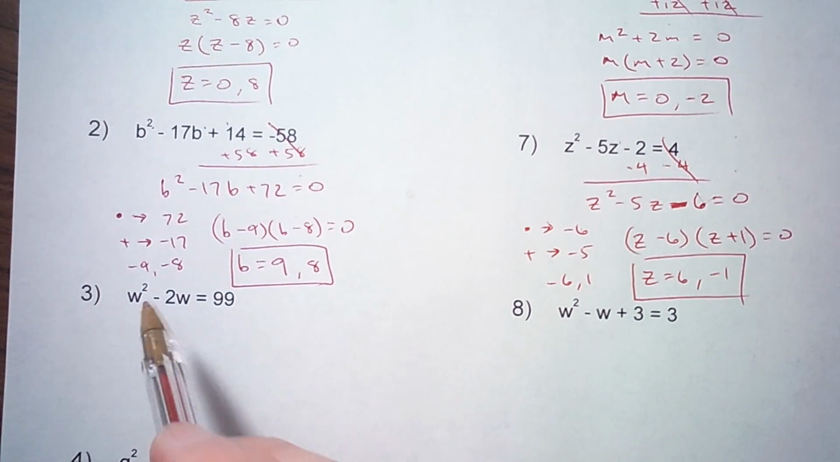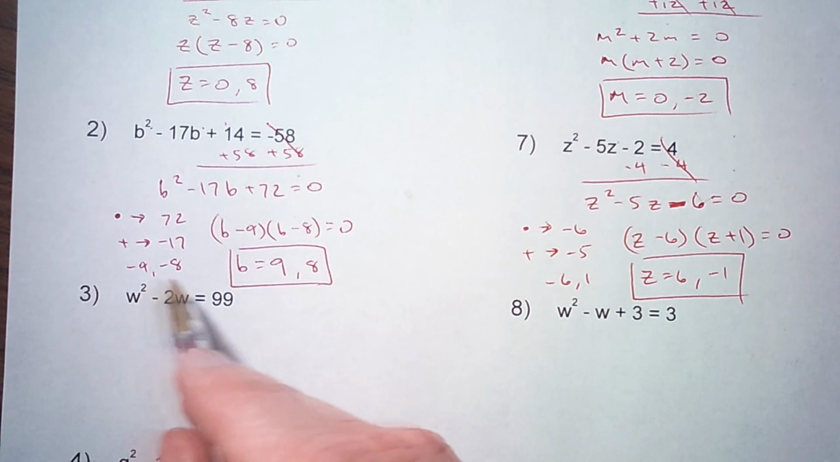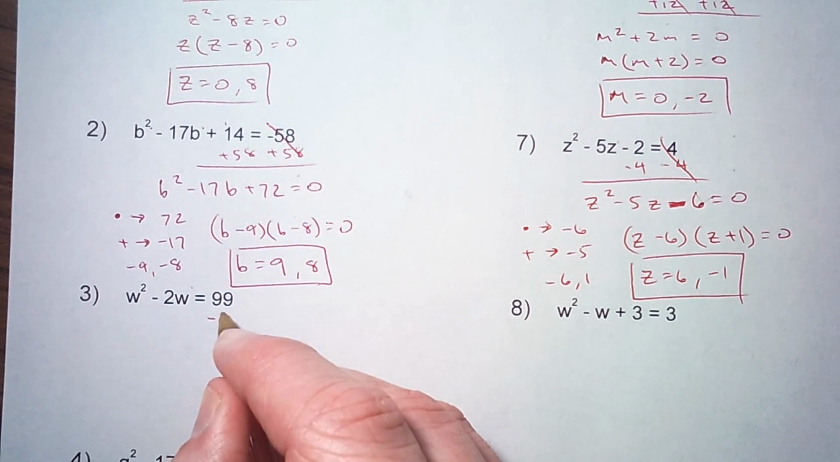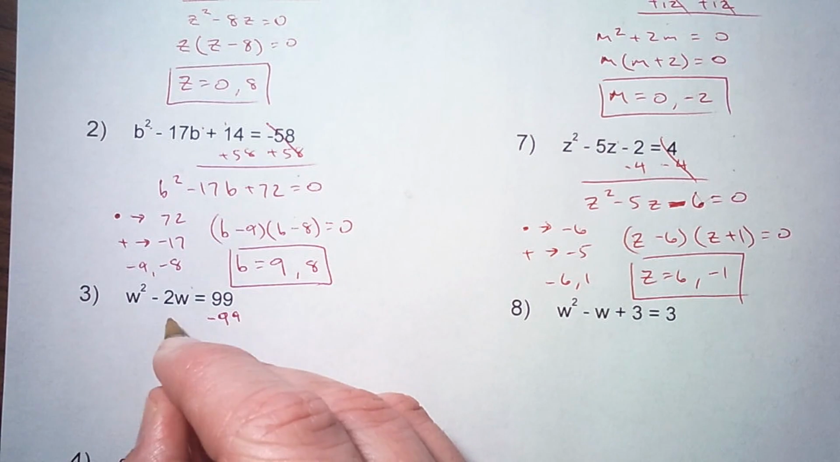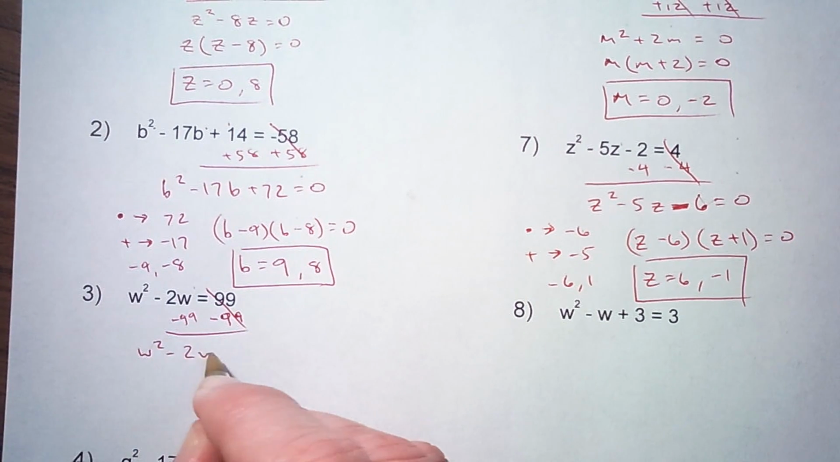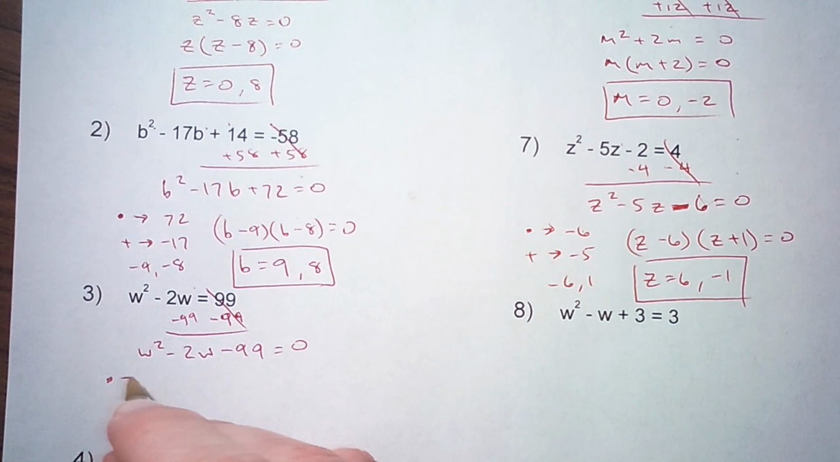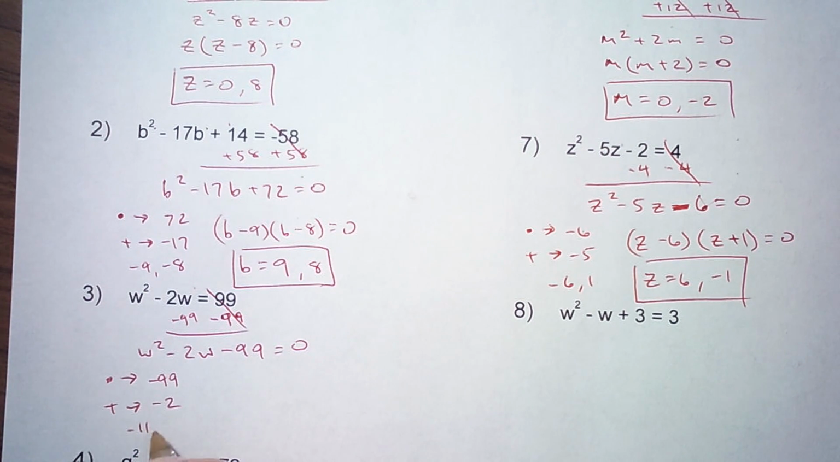And we'll do one more here. I have w squared minus 2w equals 99, so I do have a second power and a first, so I want to be equal to 0. So I have w squared minus 2w minus 99 equals 0. So I'm looking for two numbers that multiply to negative 99 and add to negative 2. And those two numbers are negative 11 and positive 9.